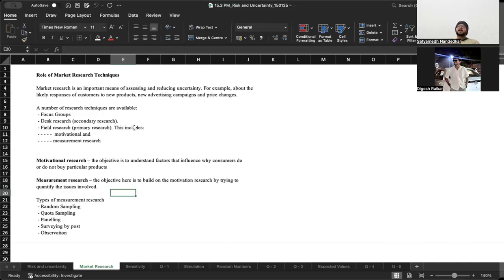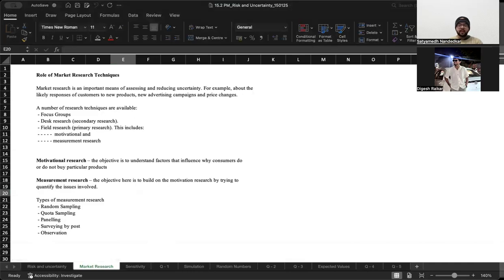Okay. Second thing is, see, when you're talking to a small group of individuals, these have been chosen on a predetermined basis. These are not chosen randomly. So there is a possibility that the selection you made is biased.